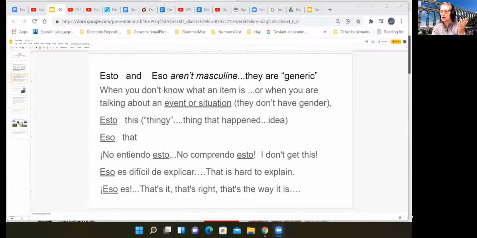Let's go back and look at this idea of neuter words. Good heavens, Spanish doesn't have very many neuter words. You can count on this hand, I think, how many neutral terms there are. But they do come up once in a while. Esto and eso are not masculine, even though they end in an O. They are kind of generic. You can think of them as generic when you don't know what an item is.